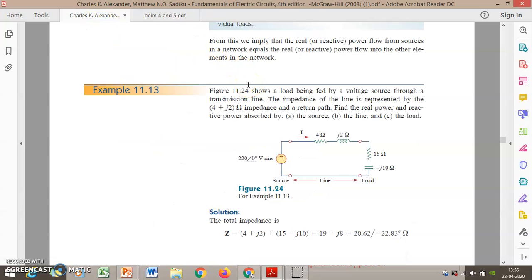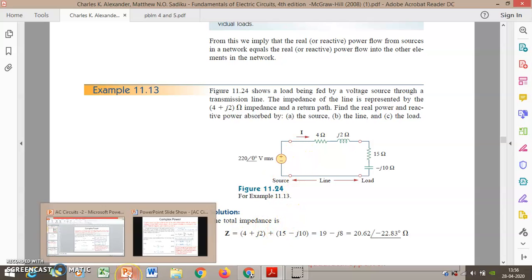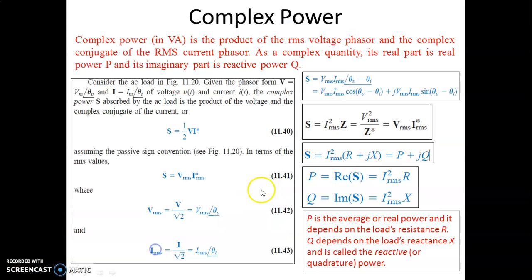Hello, last two problems we'll discuss now. One problem in power in AC circuits, another one for power factor correction. Before discussing the problem in power, we'll discuss what is power and what are the types of AC circuits power. We have three types of power in AC circuits.